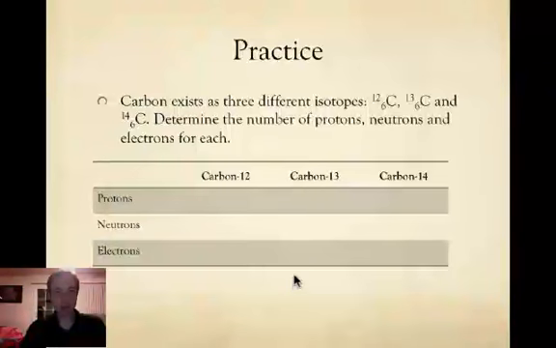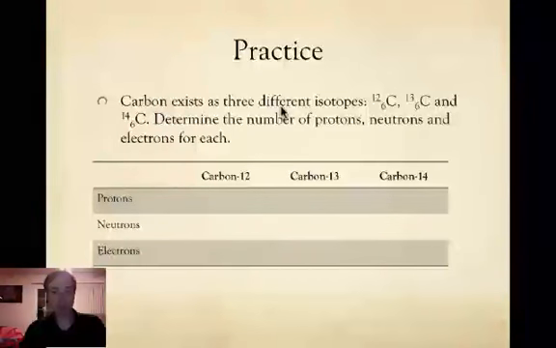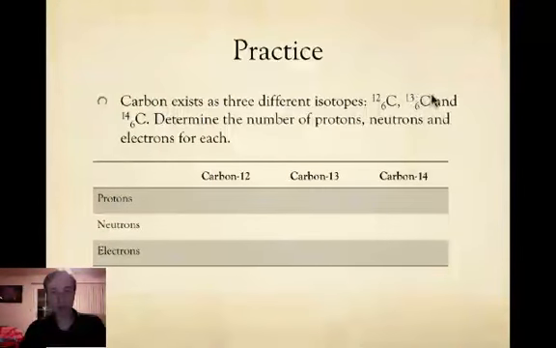Okay. So, let me give you an example here. Carbon exists in 3 different isotopes, carbon-12, carbon-13, and carbon-14. Determine the number of protons, neutrons, and electrons for each. So let's take carbon-12 for instance. If we look up carbon on the periodic table, it has an atomic number of 6. Turns out that the atomic number tells us the number of protons. So, if it has an atomic number of 6, that means we have 6 protons.